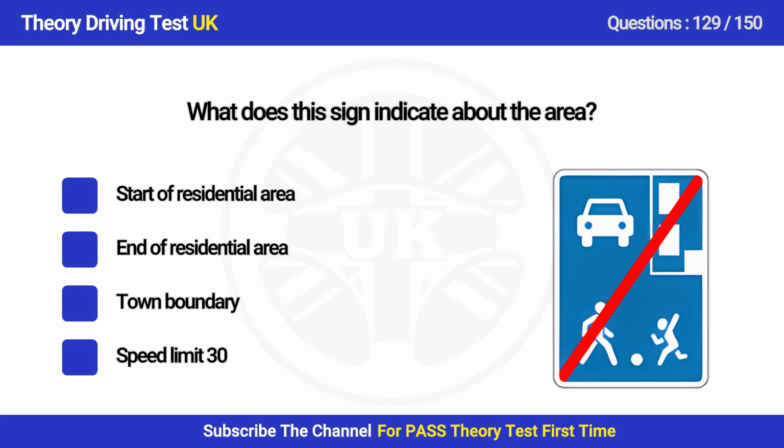A. Start of residential area. B. End of residential area. C. Town boundary. D. Speed limit 30.